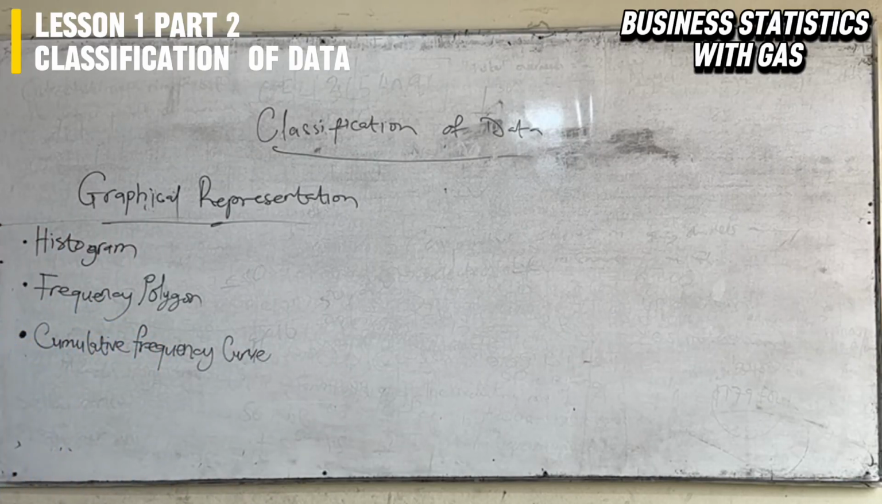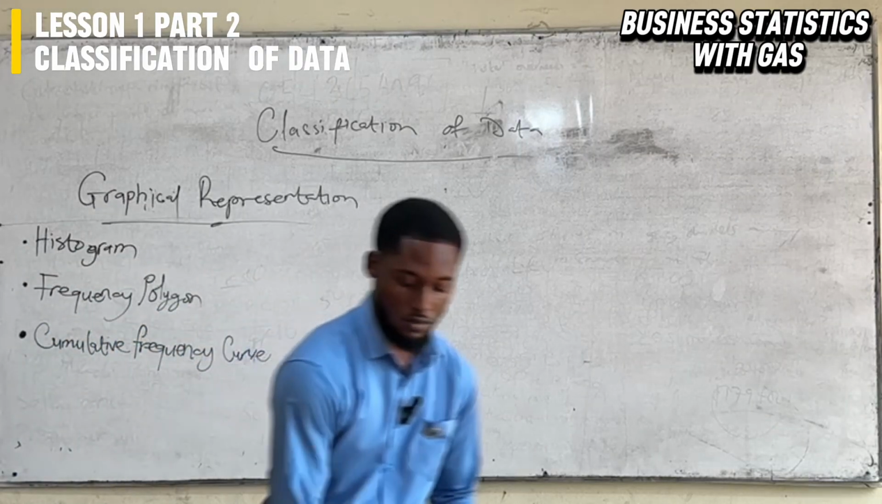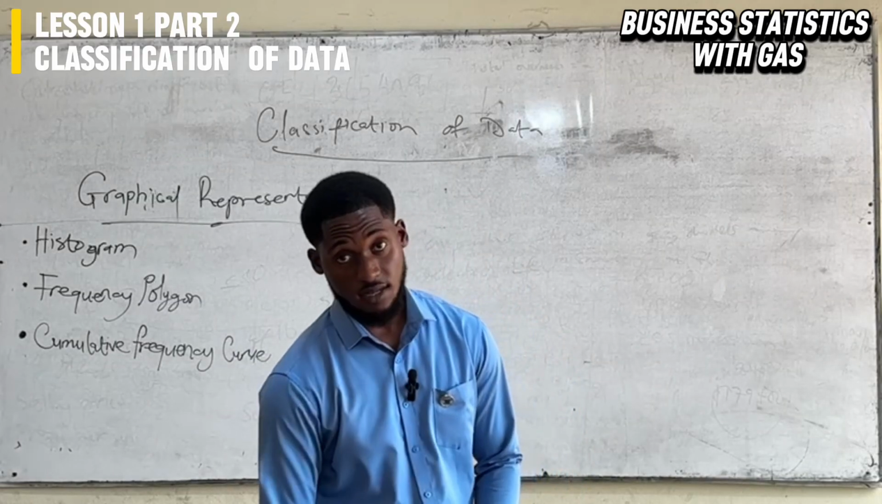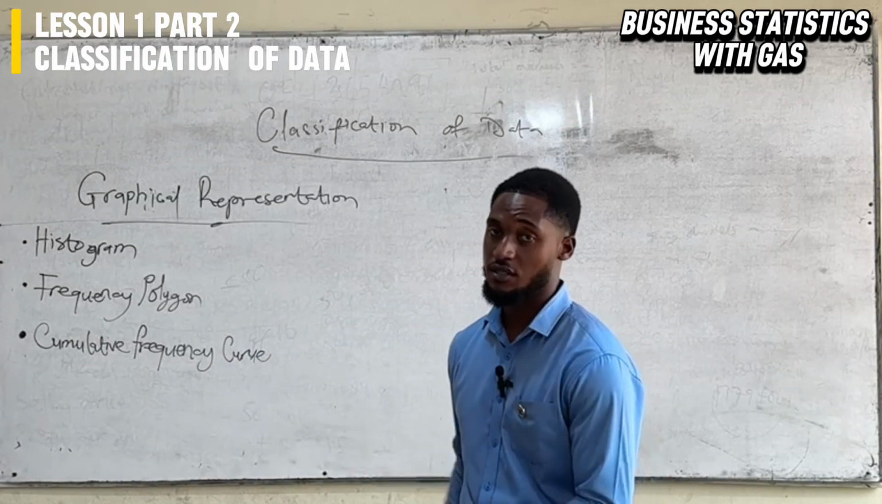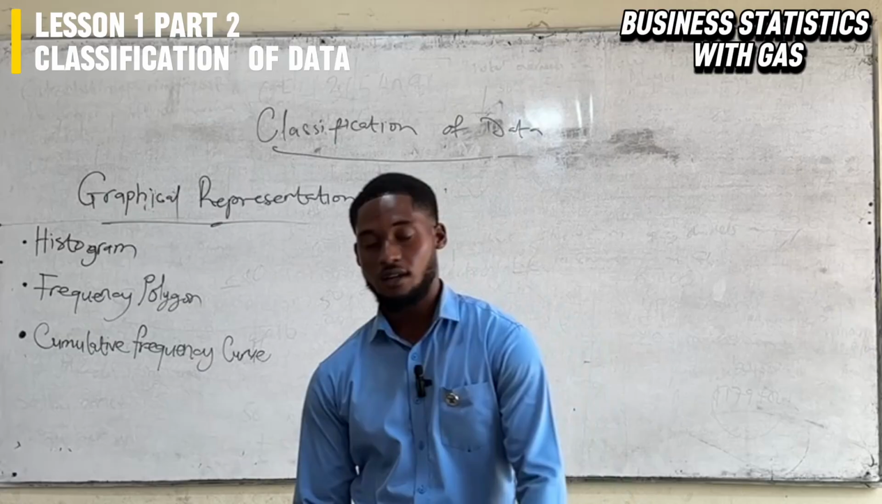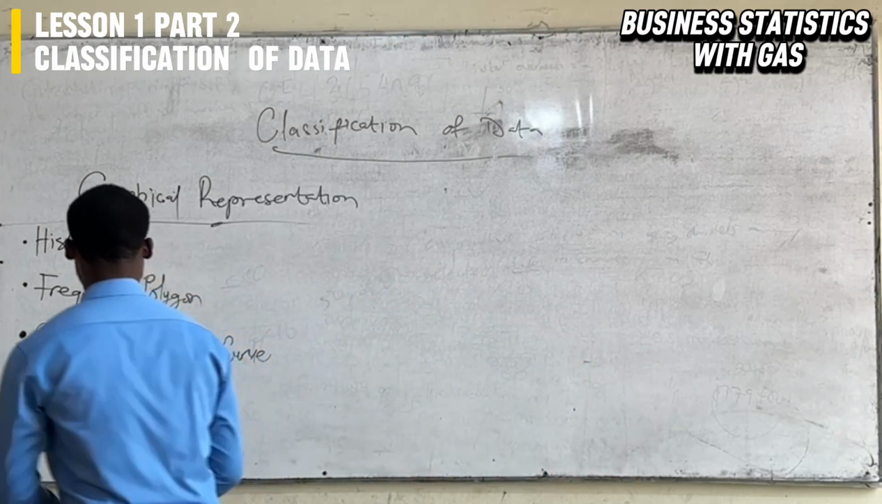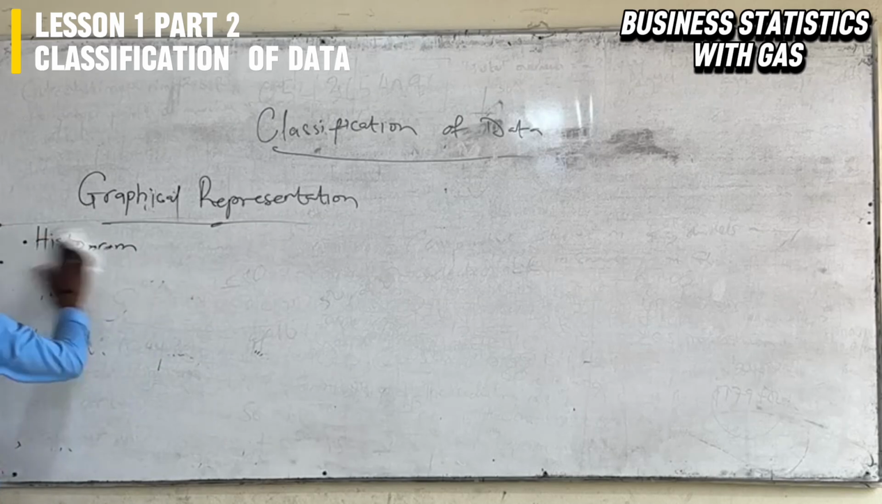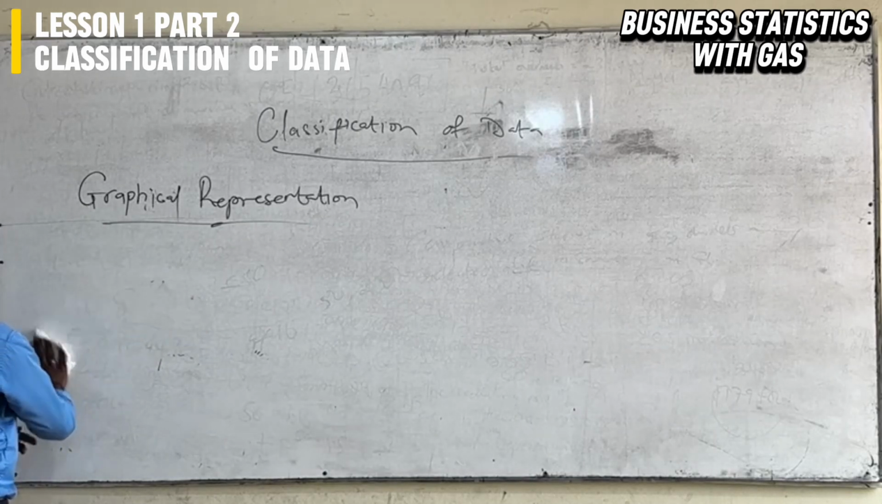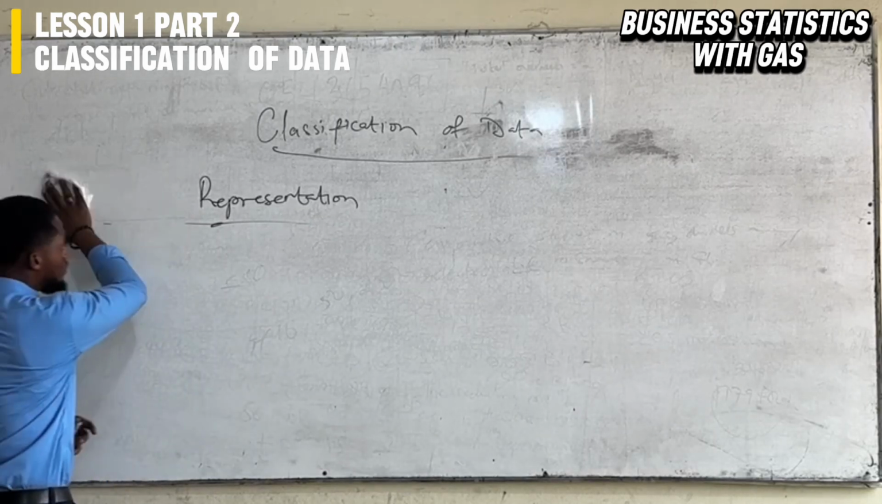So we have the histogram, we have the frequency polygon, and we have the cumulative frequency curve. So now, the guy standing here is going to show you how all these three are done. So let's start with histogram.